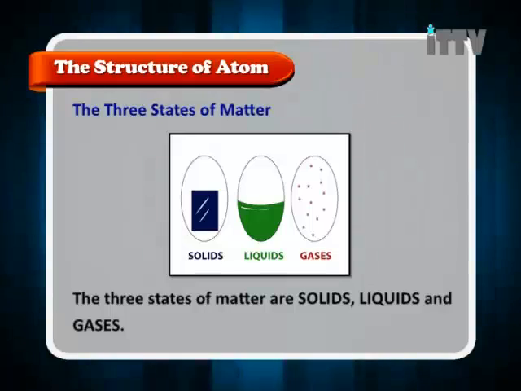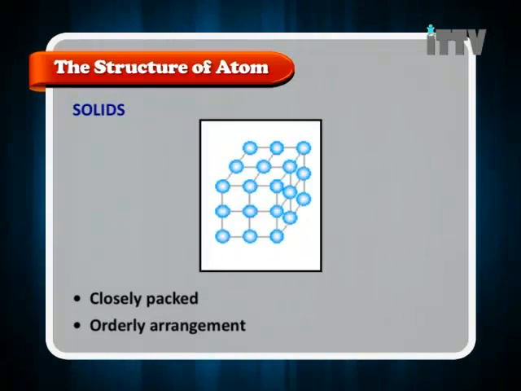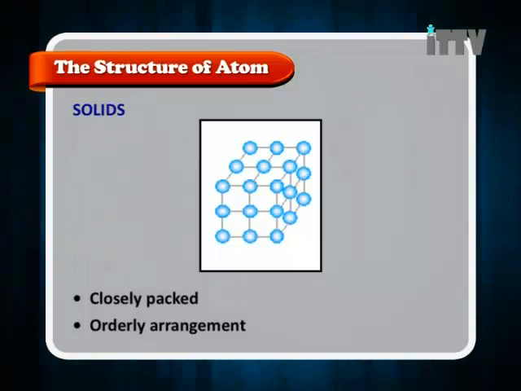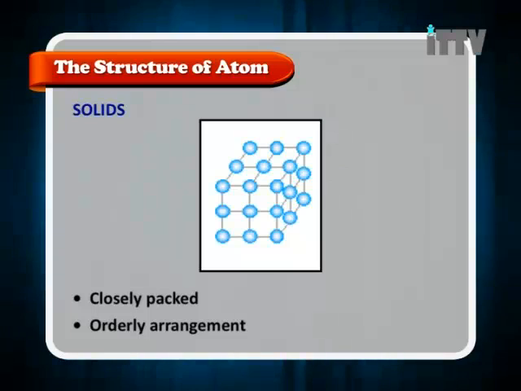The three states of matter. The three states of matter are solids, liquids, and gases. Solids. Key points. Closely packed, orderly arrangement.